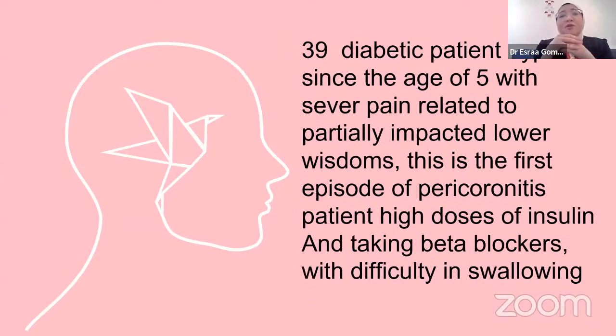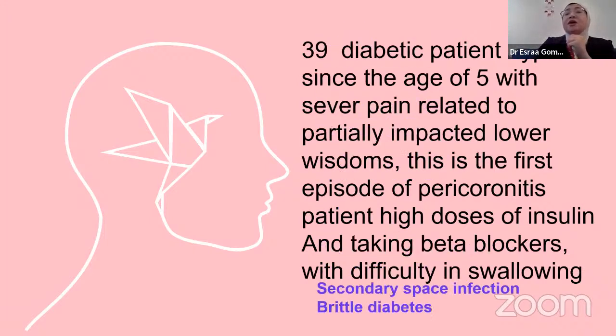Third situation: a 39-year-old patient with type 1 diabetes since the age of 5, so it's a very long duration. This patient showed up with a partially impacted lower wisdom tooth with his first episode of pericoronitis. The patient is taking insulin and a beta blocker, with difficulty in swallowing. So this is a kind of deep facial space infection.